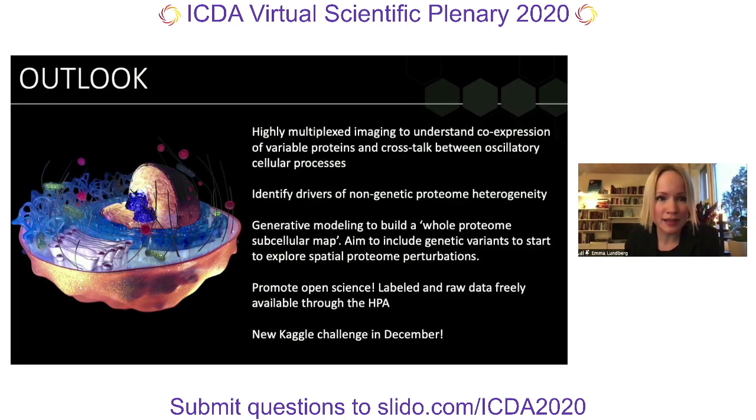And with that, I would just like to end and give a little outlook. We work a lot with highly multiplexed imaging. That's definitely the future when it comes to protein imaging. So we can look at the co-expression between variable proteins, and we want to identify the key drivers of non-genetic proteome heterogeneity. We're also working with generative modeling. It's a very cool project that I can talk about some other time, to build a whole proteome subcellular map. And the aim here is to include genetic variants to start to explore spatial proteome perturbations.